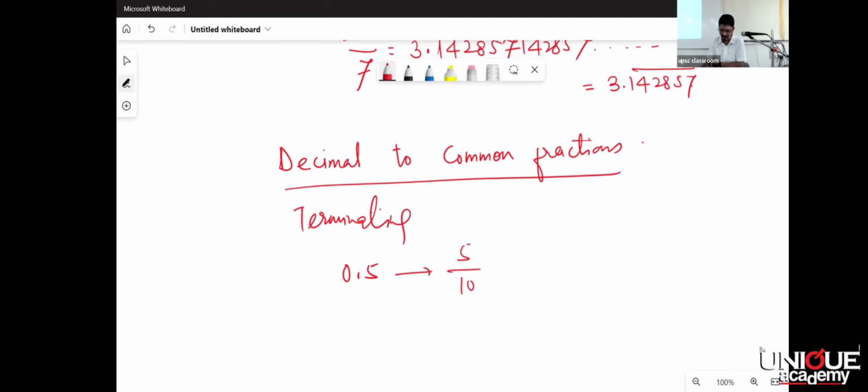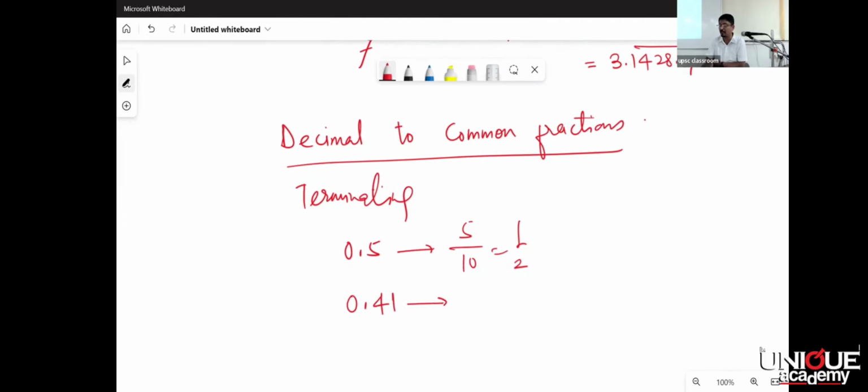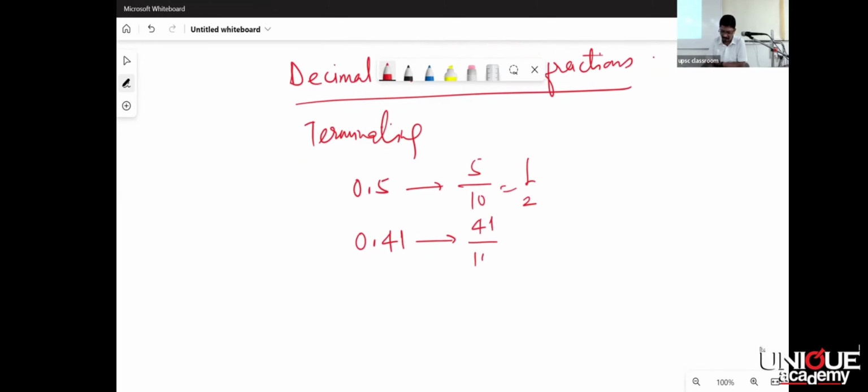Now here, I'd like to ask you, 0.41, when it is converted to common, what is it? 41 upon 100. So simple, as all of you know. An equal number of zeros on 1 are to be put in the denominator for the number of decimal places, or the number of decimal places is the power of 10. Is it clear? So that is terminating decimal fraction to common. Now, 0.3 is again terminating, it is 3 upon 10.